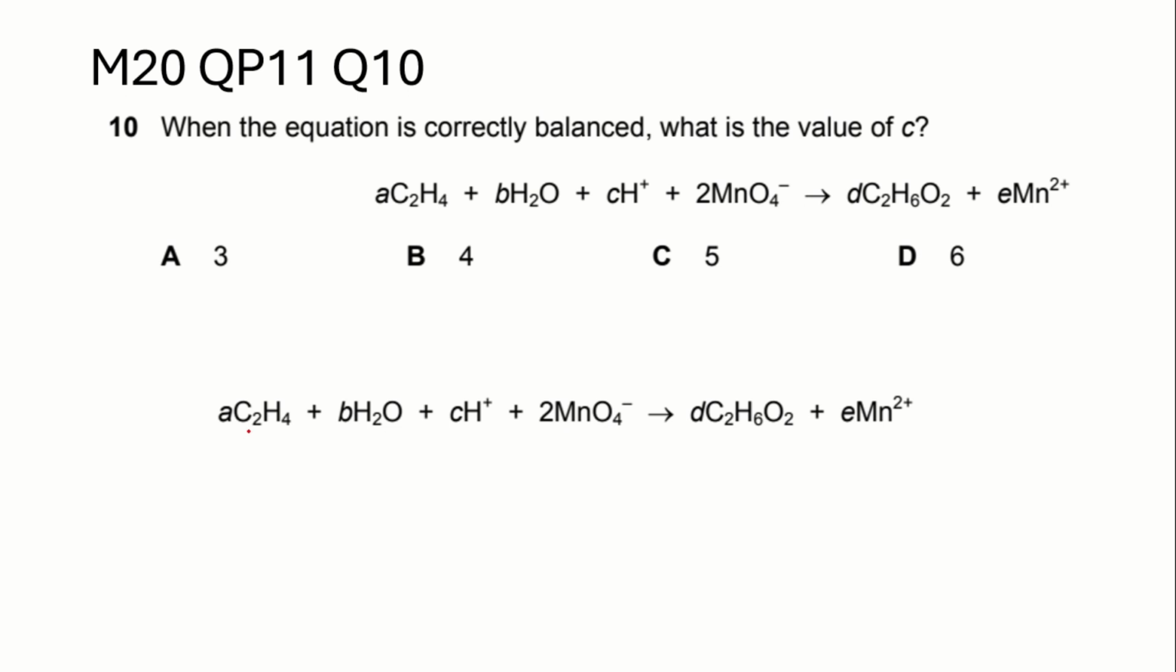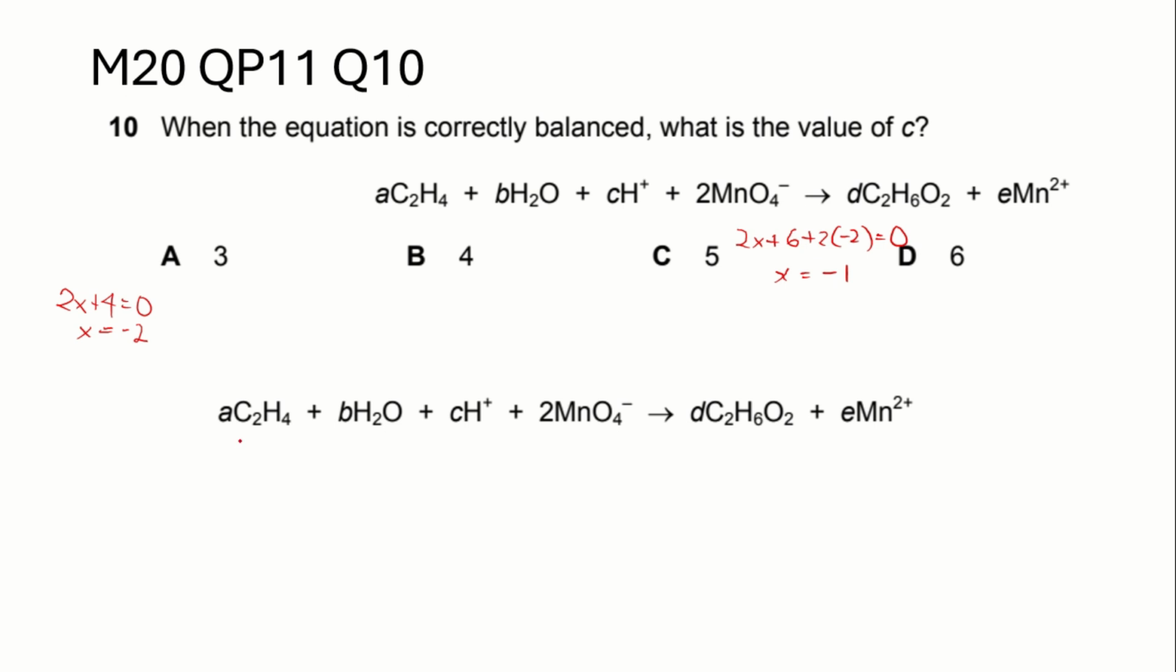I will first find the oxidation number of carbon in ethene. 2x plus 4 equals 0, where x represents the oxidation state of carbon in ethene. So x is negative 2. Then I will also find the oxidation number of carbon in the product. 2x plus 6 plus 2 oxide ions, so 2 multiplied by negative 2. The overall charge is 0, so x, the oxidation number of carbon, is negative 1.